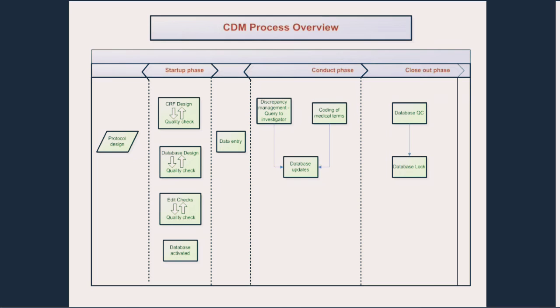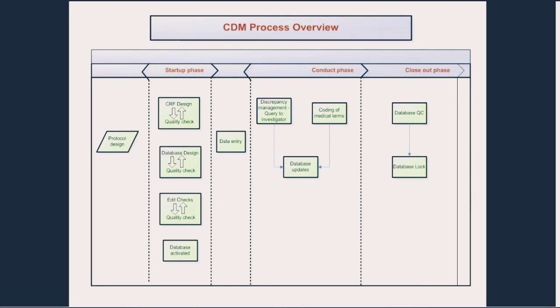After that, edit checks take place, and similarly the edit checks are shared with quality check, and if there is no issue with the edit checks, then the database is activated. After that, data entry takes place. Data entry is mainly done by the site personnel, whether it is the investigator or the clinical research coordinator. I have covered all the roles and responsibilities in my previous video, so if you don't know about the roles, please go through it.